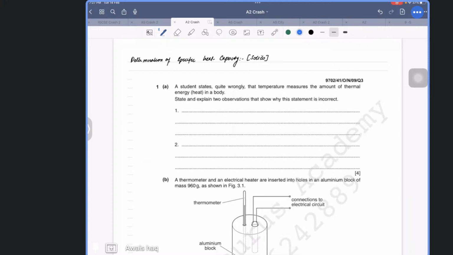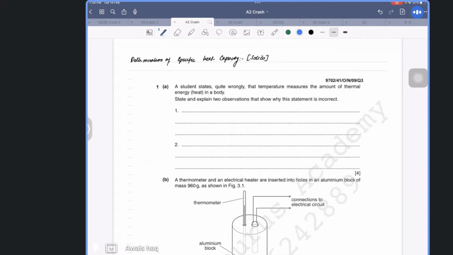So, my buddies, the first question basically asks about the student who states strongly that temperature measures the amount of thermal energy, heat, in a body. It says we should state and explain two observations that show why this statement is incorrect. State and explain.